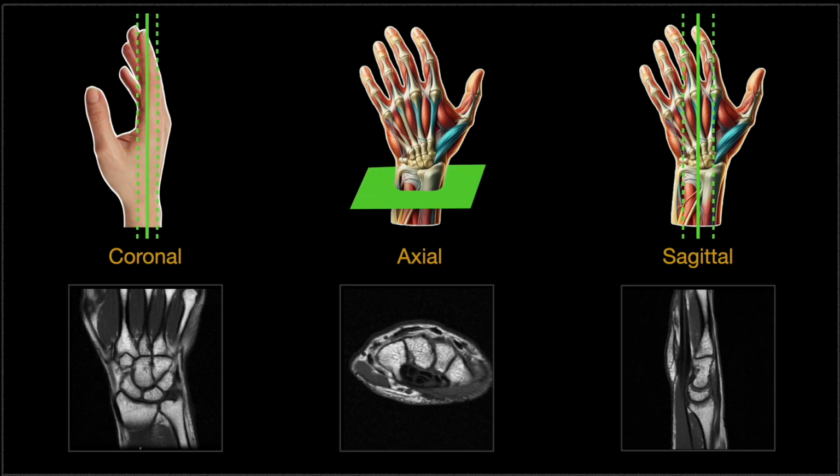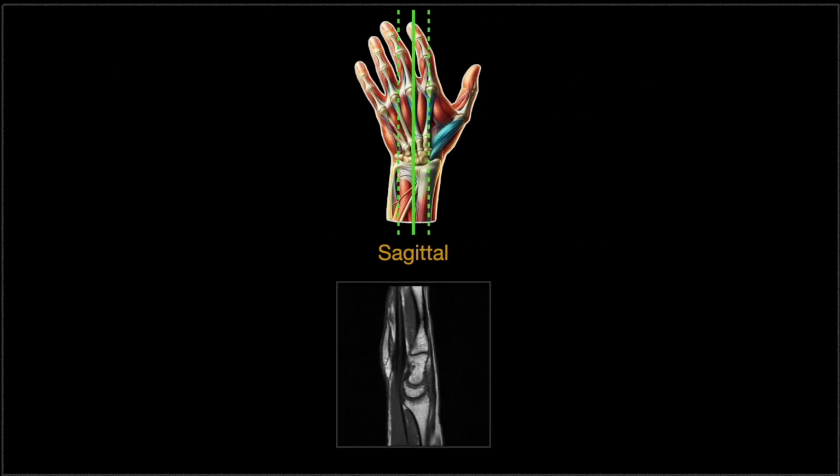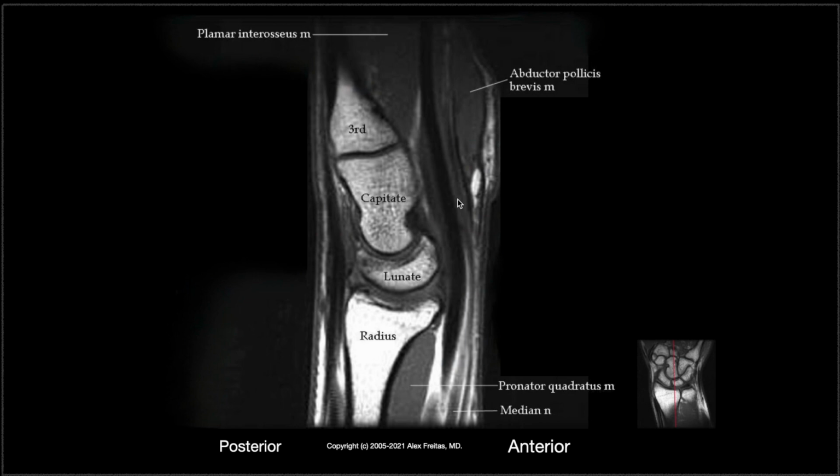And last but not least, let's talk about the sagittal plane. The sagittal plane divides the body part into left and right portions. In the MRI image, we see the capitate bone that has articulation with the lunate bone, and the lunate bone is articulating with the radius. In front of the radius, we see the pronator quadratus muscle and the median nerve. We remember that the capitate bone is articulating with the third metacarpal bone, and in front of that we have the palmar interosseous muscle and abductor pollicis brevis.